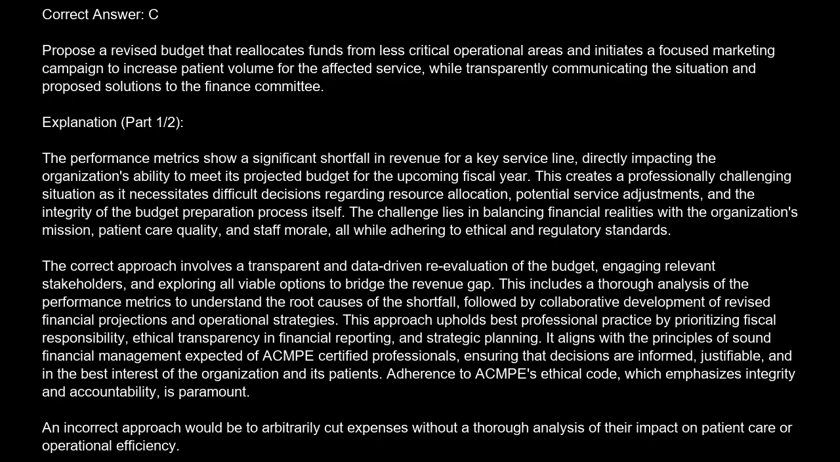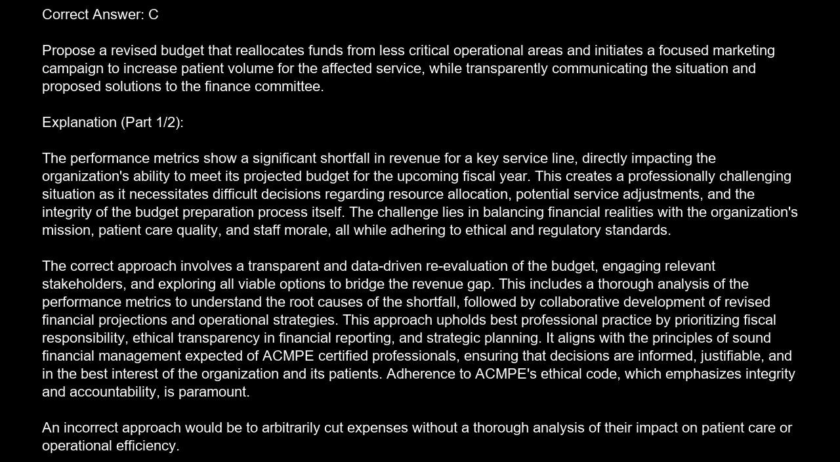Explanation. The performance metrics show a significant shortfall in revenue for a key service line, directly impacting the organization's ability to meet its projected budget for the upcoming fiscal year. This creates a professionally challenging situation as it necessitates difficult decisions regarding resource allocation, potential service adjustments, and the integrity of the budget preparation process itself. The challenge lies in balancing financial realities with the organization's mission, patient care quality, and staff morale, all while adhering to ethical and regulatory standards. The correct approach involves a transparent and data-driven reevaluation of the budget, engaging relevant stakeholders, and exploring all viable options to bridge the revenue gap.